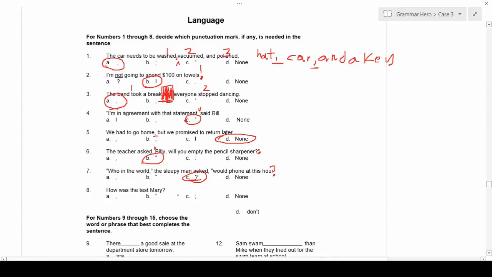How was the test, Mary? At first glance, you might think this is correct, but it's not. Whenever you put someone's name in a sentence, you usually offset it with a comma. So if I said, Andy, you are tall. As you can see, I had to offset that with a comma. This first section, again, was just punctuation marks. I will have plenty of these videos on my channel eventually.